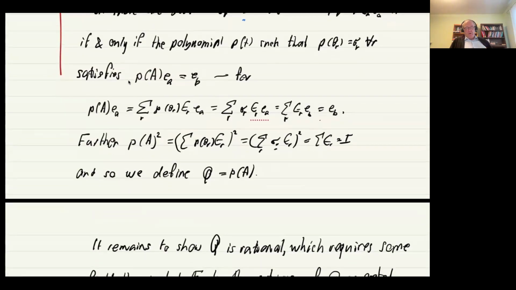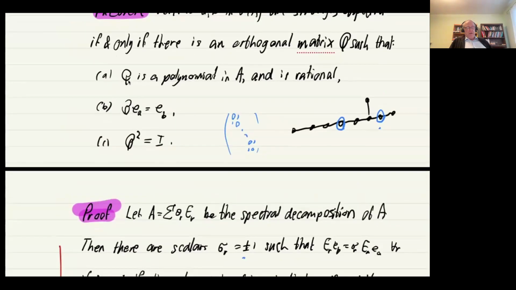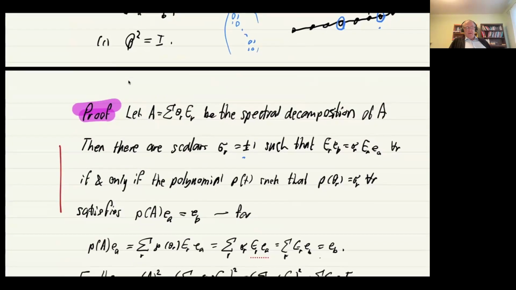And so I can define Q to be p(A). So I have a matrix which swaps a and b. Well, I haven't checked that, but you can check that. It has order two, its square is the identity, and it's a polynomial in A because it's a linear combination of the idempotents of A. So the only thing I haven't done is prove it's rational.